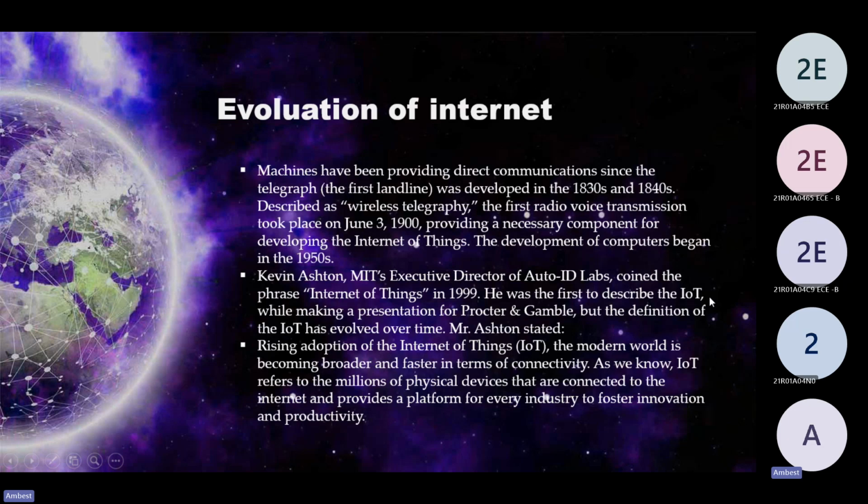Later, Kevin Ashton, the man who coined the term Internet of Things in 1999, described the IoT while making a presentation for Procter and Gamble. After that, it became broader and faster in connectivity, and it now refers to millions of physical devices connected to the internet, providing a platform for every industry for faster innovation and productivity.